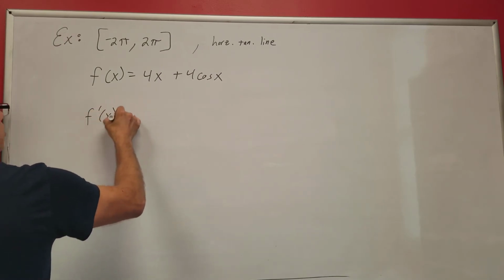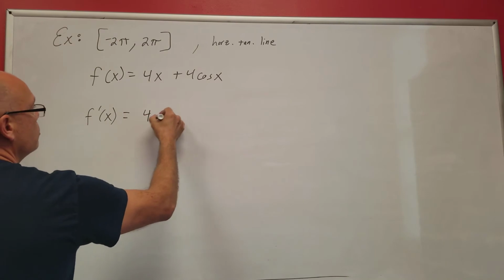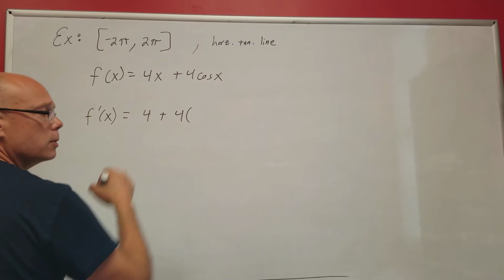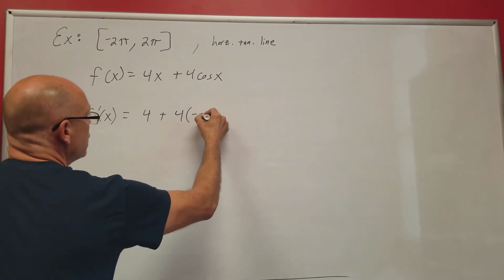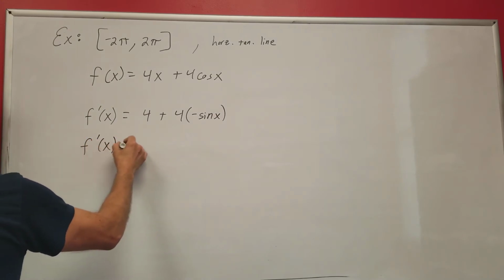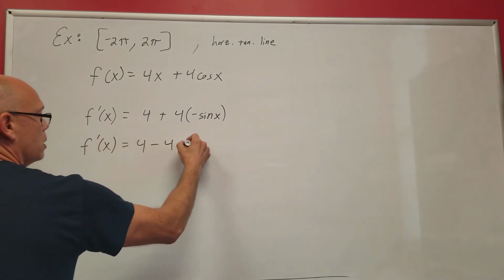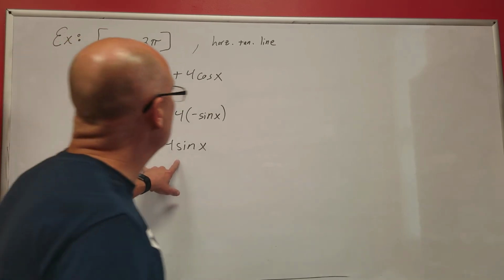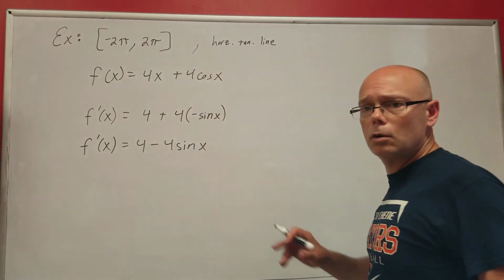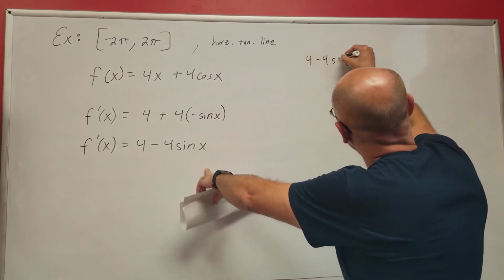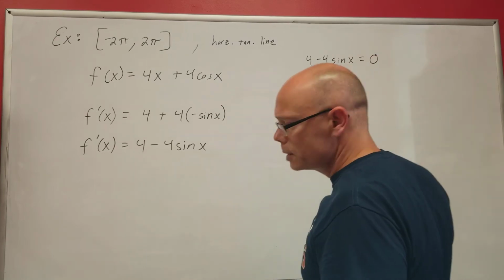So f prime of x is going to be 4 plus 4 times, what's the derivative of cosine? Negative sine, right? So that means that f prime of x is equal to 4 minus 4 sine of x if I clean that up. Now what do I want to know? Where these slopes of my tangent line are horizontal, or where they're equal to 0. So take your derivative there, set it equal to 0 and solve.